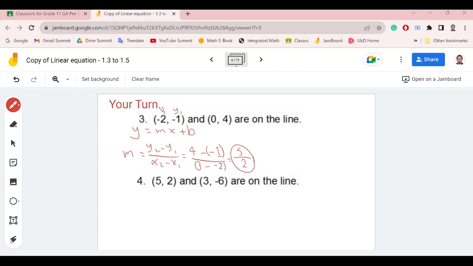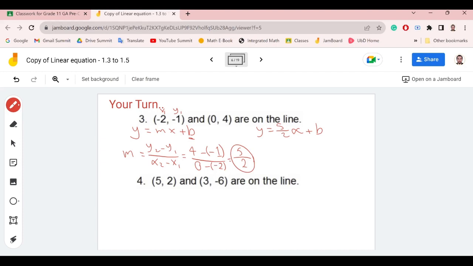Okay, so minus minus 2 will give you 2. So now my slope is 5 over 2. How can I find the b, which is the missing one? So y equals 5 over 2x plus b. How can I find b?